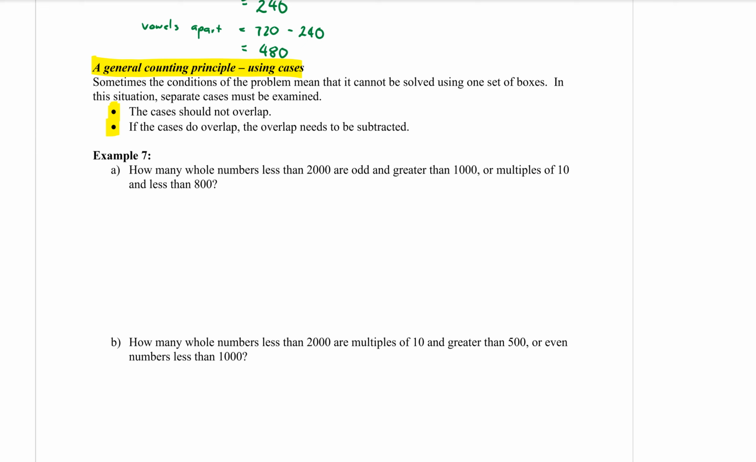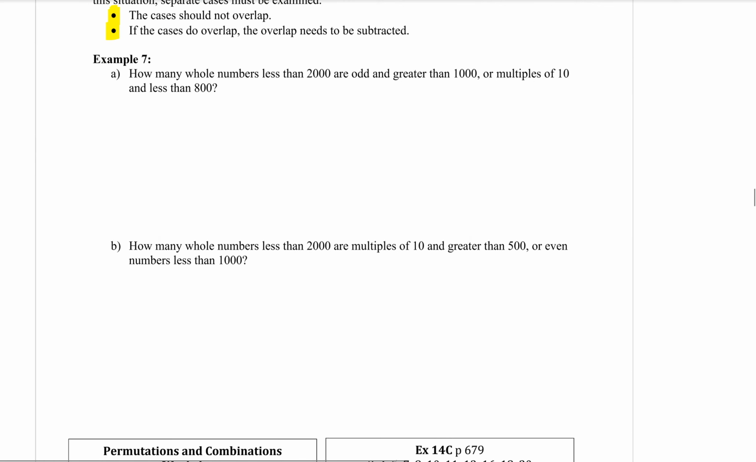So example 7. How many whole numbers less than 2,000 are odd and greater than 1,000, or multiples of 10 and less than 800?